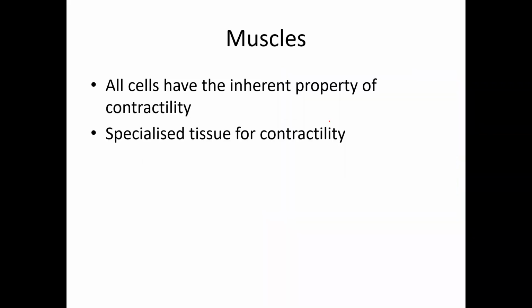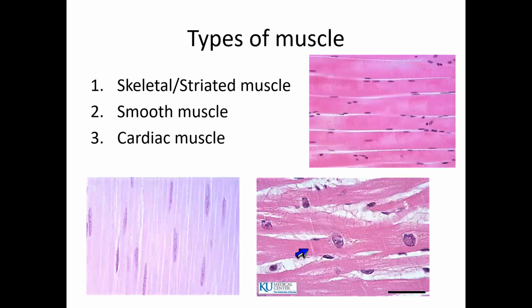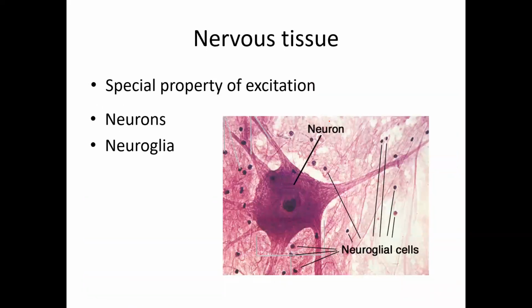Then of course you have muscles, which have the ability to contract. You have different types of muscles, and the specialized feature of those is that they can contract. You have three types of muscles: skeletal or striated muscle, smooth muscle, and cardiac muscle. Then of course nervous tissue, where the special property of excitation is seen, and you must have learned it in the morning. You will have the neurons and the neuroglial cells in that tissue.